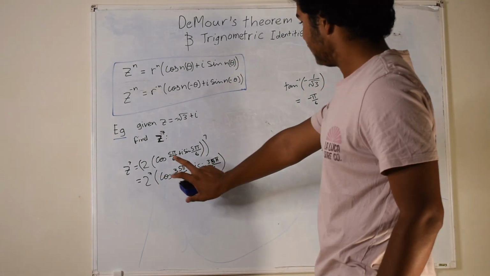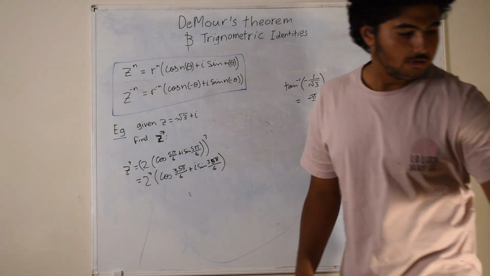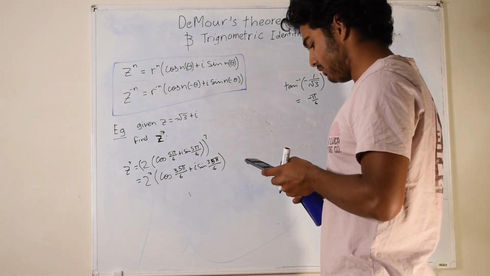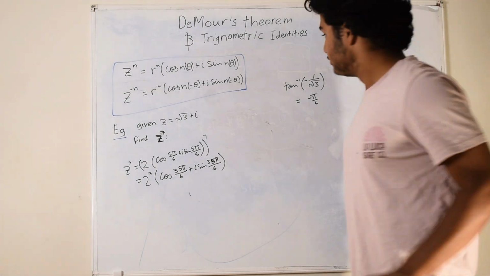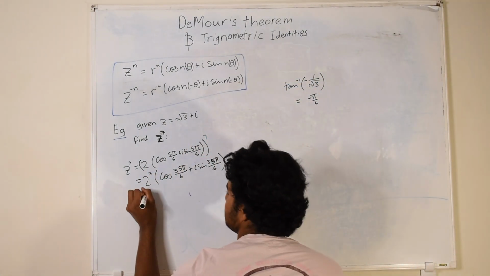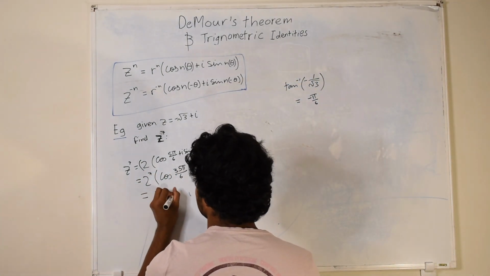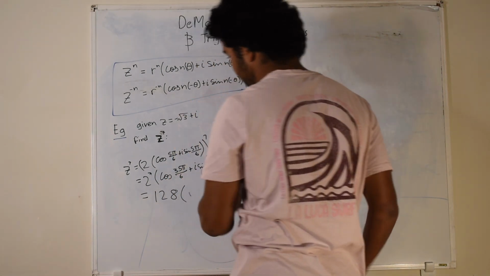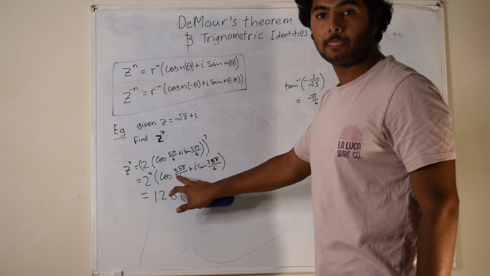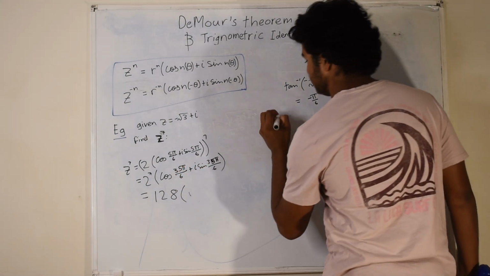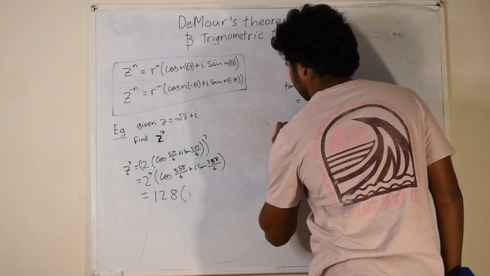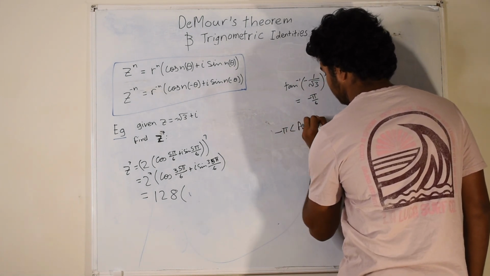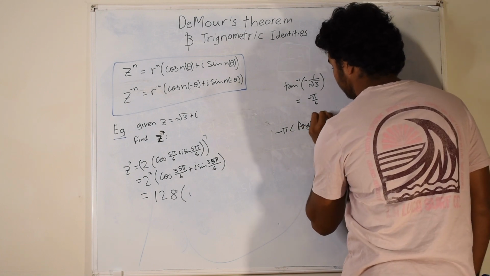So that's our answer. 2 to the power of 7 is 128, that's right. So we get 128 brackets, because I've just done 7 times 5 to get 35. But this is out of the principal argument. The principal argument of a complex number is negative pi less than arg z, which is less than or equal to pi.